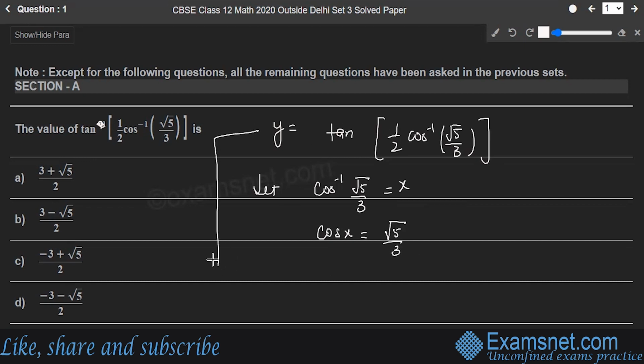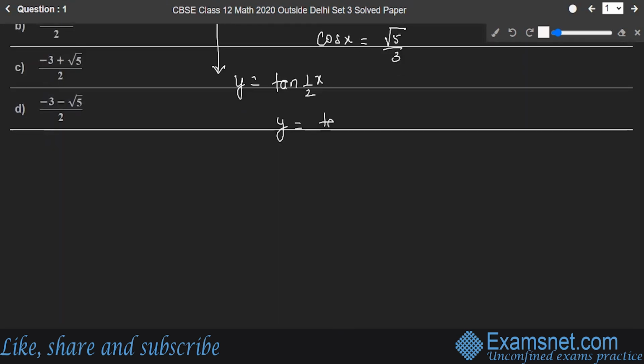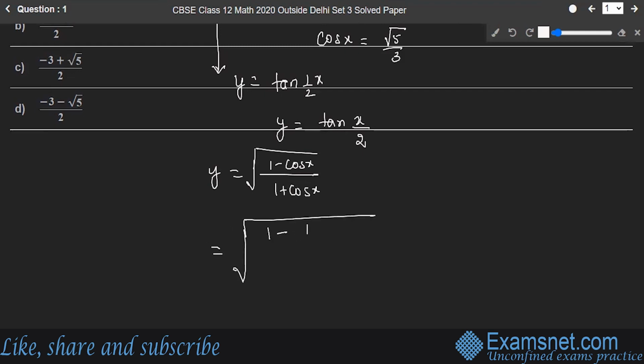And now getting back to this one, y is equal to tangent of half of x, so y is equal to tangent x by 2. That makes y equal to root of 1 minus cos x upon 1 plus cos x. And this is 1 minus root 5 upon 3 upon 1 plus root 5 upon 3, which is equal to 3 minus root 5 upon 3 plus root 5, whole under the root.